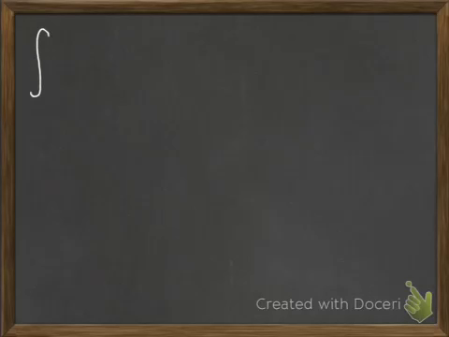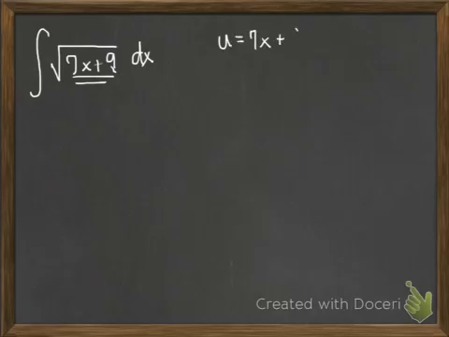Let's say we're taking the indefinite integral of the square root of 7x plus 9 dx. Now, from this problem, you might think that 7x plus 9 is going to be our u. But where on this problem do you see its derivative? Say we had u equal to 7x plus 9.